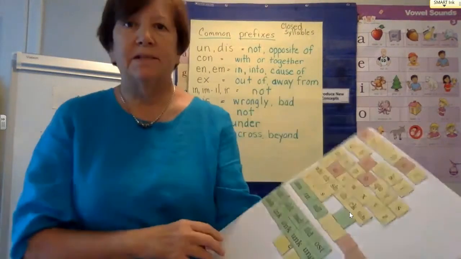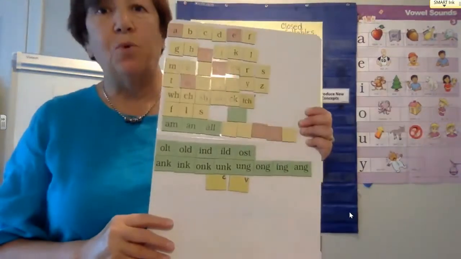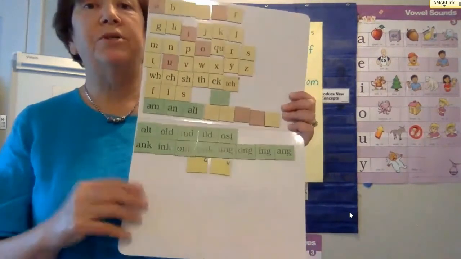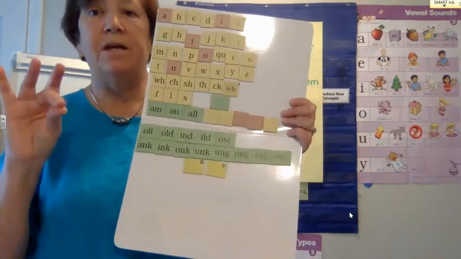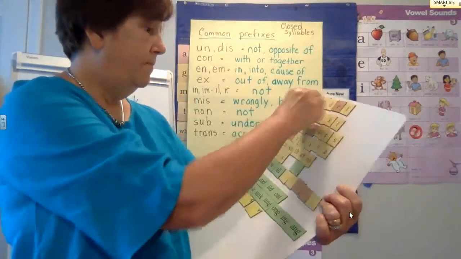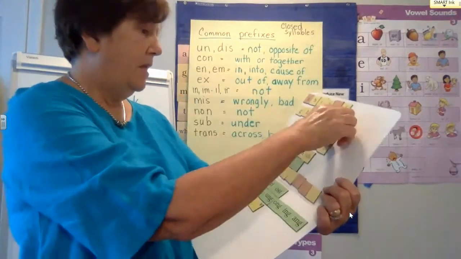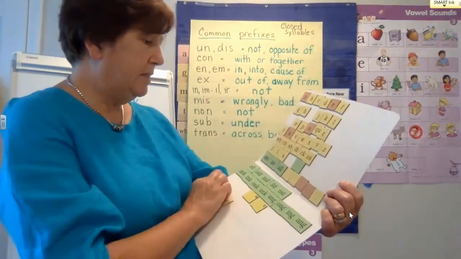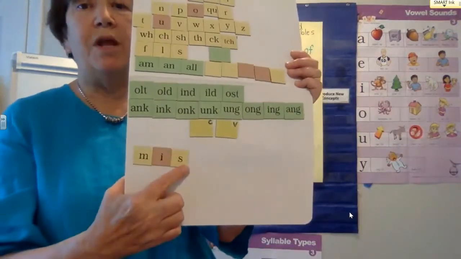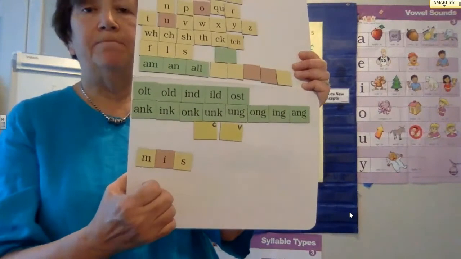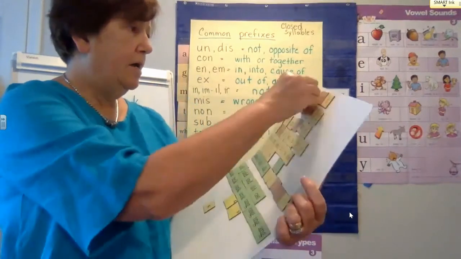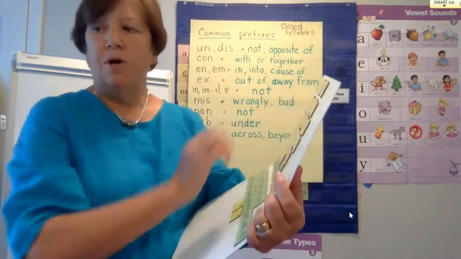Let's try another one. Mis. And this is the prefix mis, not the word miss. Remember, it's going to be added to another word, so it's just a prefix. So it's M-I-S. And since this will be added, it's not a one-syllable word by itself. It's a prefix. We're just going to put one S. M-I-S. Good. Let's try one more.